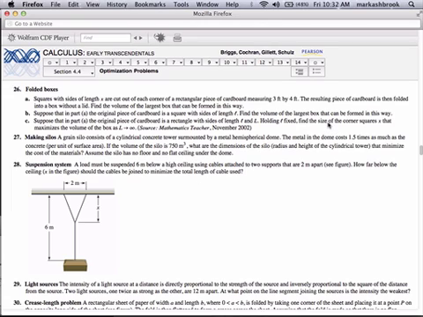Silos. Okay. So we've got a silo with a cylinder part and a hemisphere part at the top. Okay, so let's see. Metal dome 1.5 times as much.